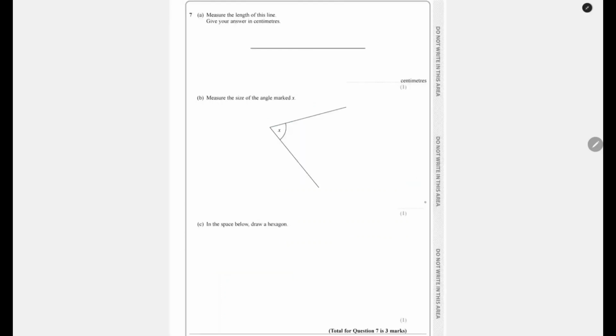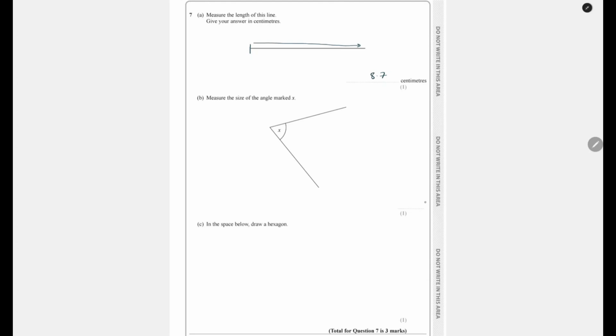Question 7a says, measure the length of this line, give your answer in centimeters. Now, we can't draw this accurately because this paper is zoomed in, but if we were doing this in the exam, we would place our ruler at either this end or the other end. Let's say we'll leave it here, and you'd measure it to the other end. And the answer should be 8.7 centimeters.